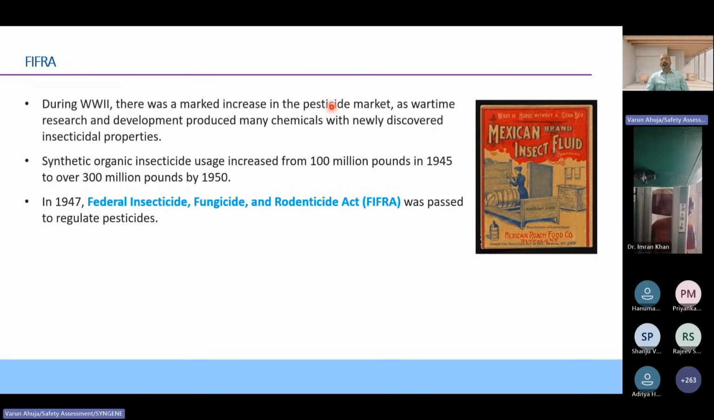I will cover that in the next slide also. When there were a lot of pesticides available in the market, they were also used in households. You can see one of these ads. People were just using this indiscriminately because they found something new which can control pests like cockroaches in their house. Synthetic organic insecticide usage increased from 100 million pounds in 1945 to over 300 million pounds by 1950. Within 5 years, it increased threefold. That is why this FIFRA Act was passed in 1947 to regulate pesticides.